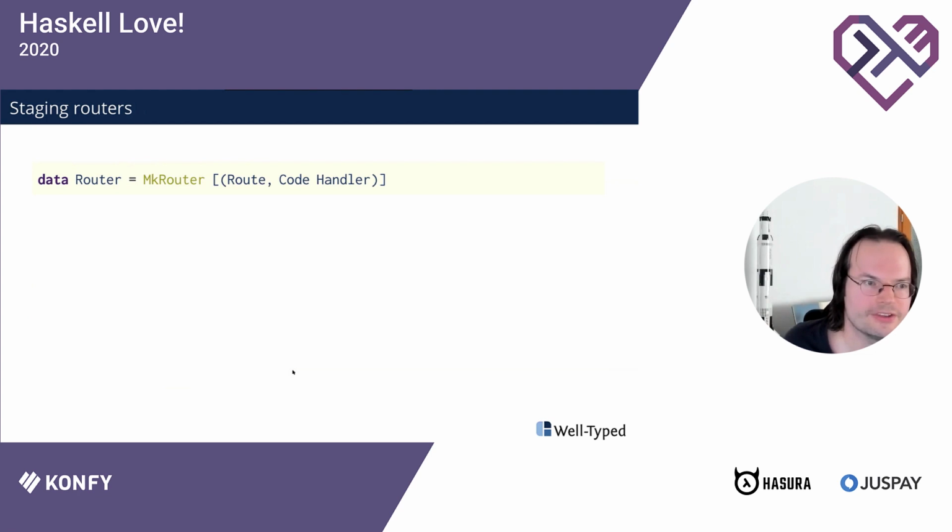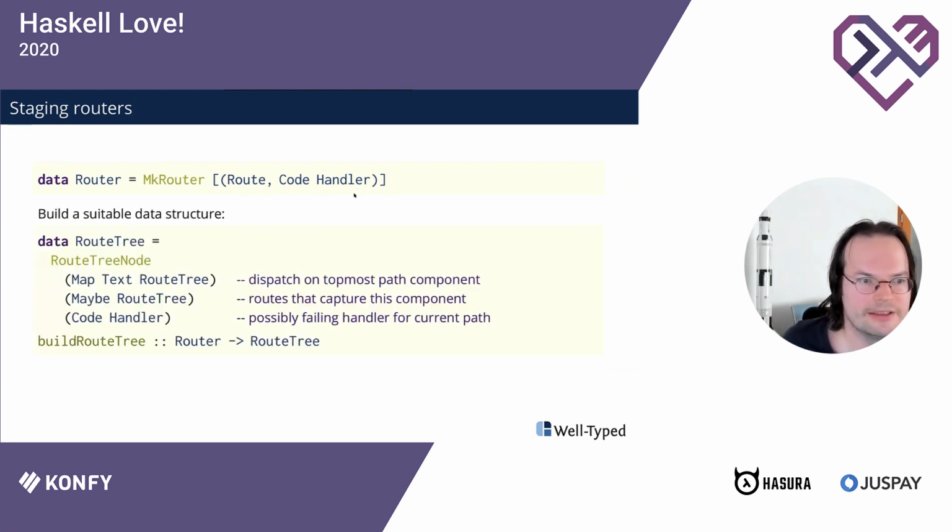Okay, so if we want to stage this, then the idea is that in the first phase we just build up a list of pairs, or you can think of it as a map, a dictionary from routes to handlers, where we want to know the routes statically, but we don't care about the handlers, so they can be code of handler. And then that has an obvious semigroup structure by just concatenating these lists.